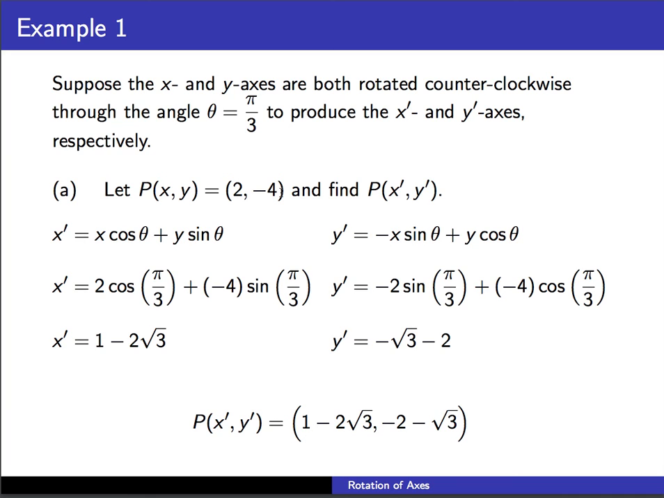Again, all we're doing is taking this point and rotating it 60 degrees, or pi over 3 radians, counterclockwise to get these new coordinates. All right, that about does it for this video. In the next video, we're going to look at example 1b, which involves taking an entire equation and rotating it by pi over 3 radians. So I'll see you then.